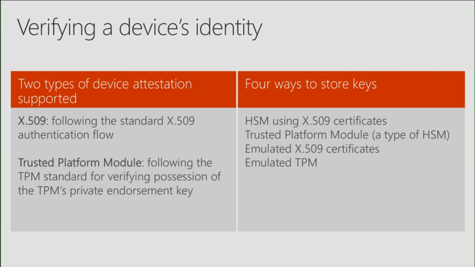Then, going down the list, we have emulated X509 certificates. If you don't have an HSM to store your certs, you can store them in RAM if you really want. And then you can also use an emulated TPM, which just means that you have to talk the TPM protocol between the device and the cloud. The cloud itself doesn't have any way of saying, oh, that's not a physical TPM. We don't trust non-physical TPMs. You just have to go through the handshake.